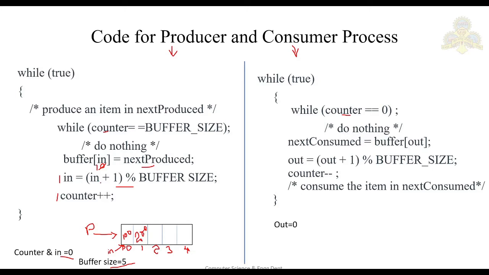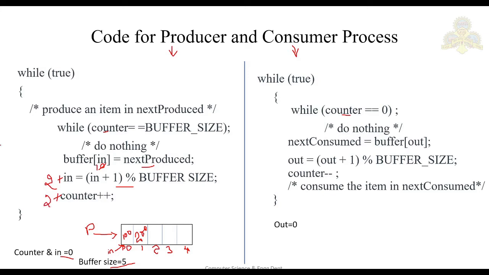Next again perform this operation. What is the value of in? That is 1. 1 plus 1 mod buffer size 5. So 2 mod 5, that means the value is 2. Previously it was 1, now it has become 2. The counter is also incremented, that means previously it was 1, now it has become 2. So now it is 2.